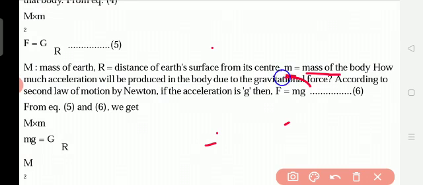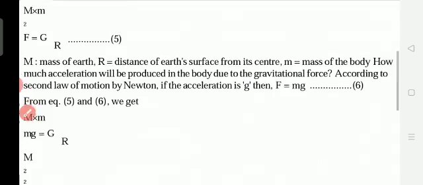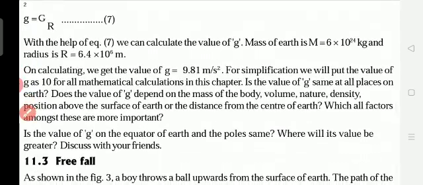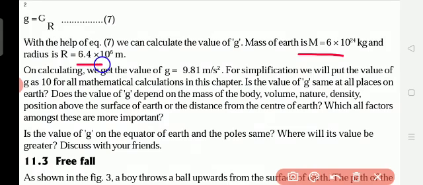According to this, F is equal to mg, where g is the acceleration, F is the force, and m is the mass. After finding everything, you only need to remember these values. The mass of the earth is 6 into 10 to the power 24 kilogram. And R, the distance between the center of the earth and the body, is 6.4 into 10 to the power of 6 meter. On calculating, we get the value of g as 9.81 meter per second square.